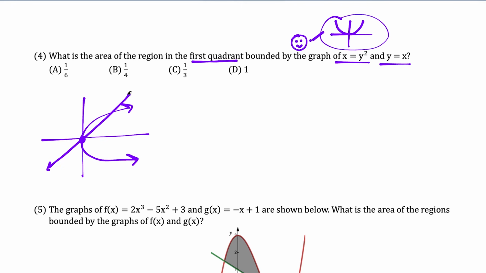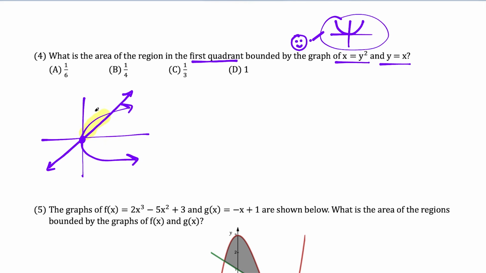And our goal is to find the area of the region in the first quadrant bounded by these two equations here, or these two functions. Okay, so we have this space here is what we're looking for. Now, I know technically, once again, this is not a function of x. x equals y squared is a function of y. But in either case here, they're telling us to find the area of the region bounded by the graphs of these two equations here. But that's just a small detail I want to mention.